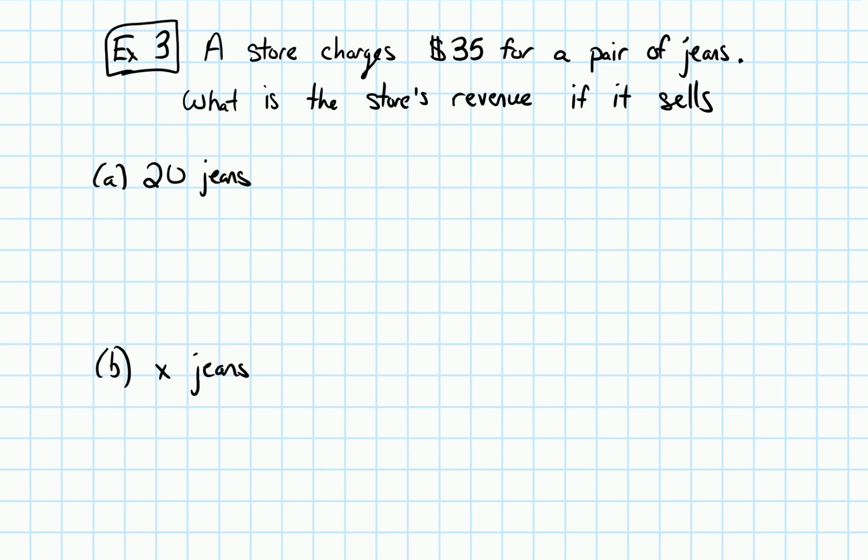Okay, so let's see if we can compute this. So the revenue. Just intuitively, if each pair of jeans costs $35 and the store sold 20 of them, I need to multiply the 35 and the 20 together. But I want to be more general than this first. I want to try to write down a more general formula. In general, the revenue is going to be the price of each item times the quantity. So the revenue equals the price times the quantity.